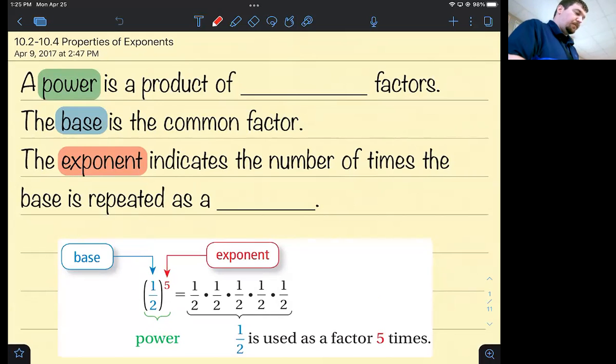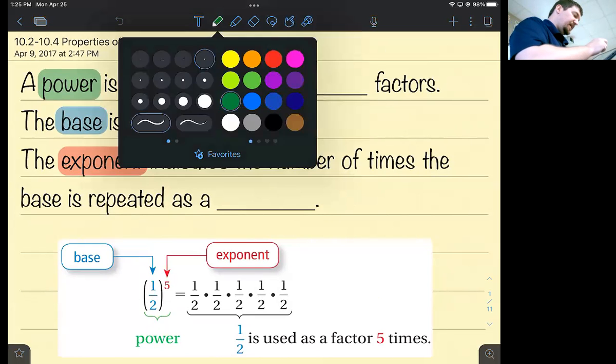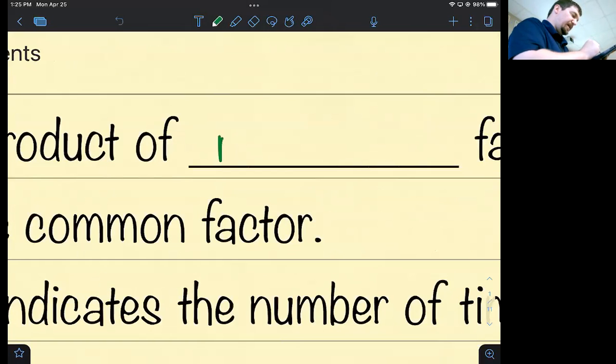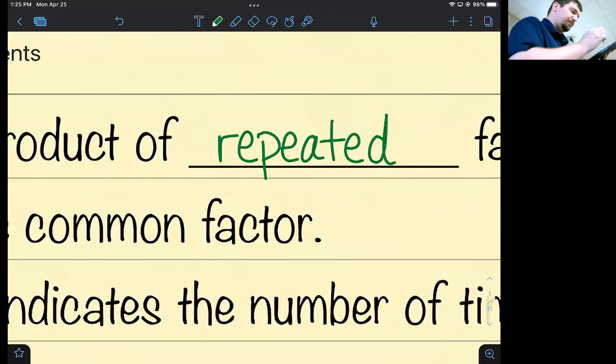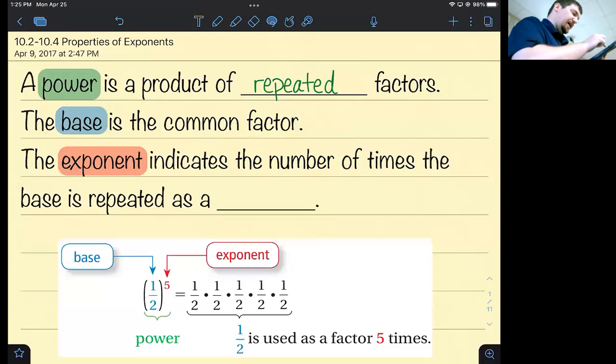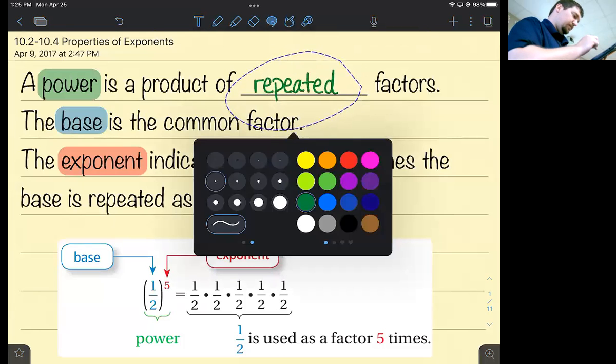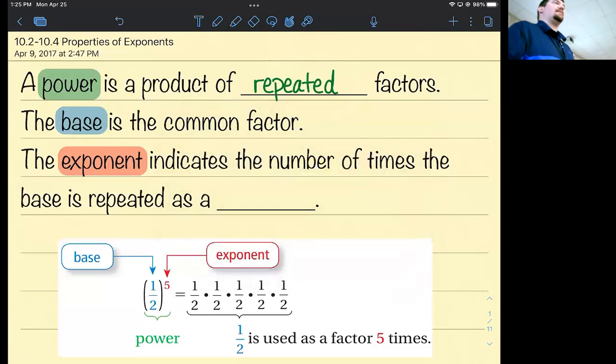So a power is a product of repeated factors. Is that first blank? Repeated factors. Now, factors are numbers that you multiply together. So if I'm doing 5 times 5 times 5, I could write that as a power because it's a product of repeated factors. Okay. The base is the factor that's being repeated. It's that common factor. And the exponent indicates the number of times the base is repeated as a factor.